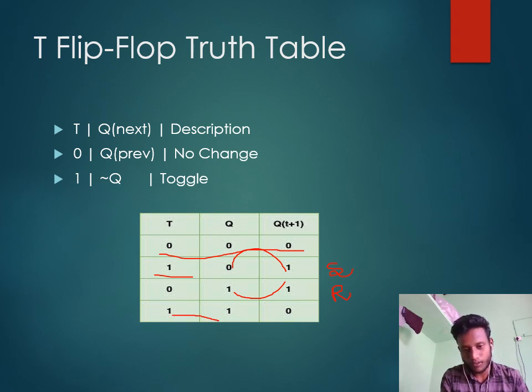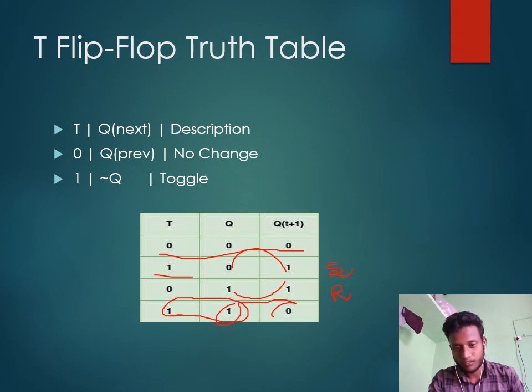If you give 1, 1, that means toggle. Toggle occurs due to this toggle 1. First one is 0: present stage is 0 and next stage is 0. Present stage is 1 and next stage is 0. If present stage is 0, next stage is 1. That means it changes 1 to 0, 1 to 0 repeatedly. This is known as toggle stage.